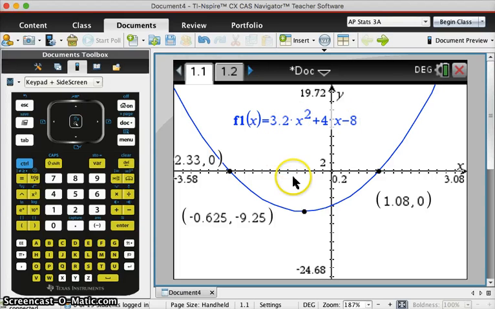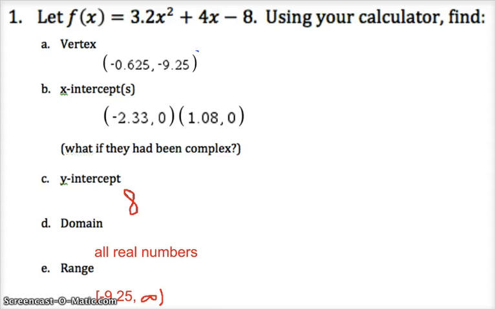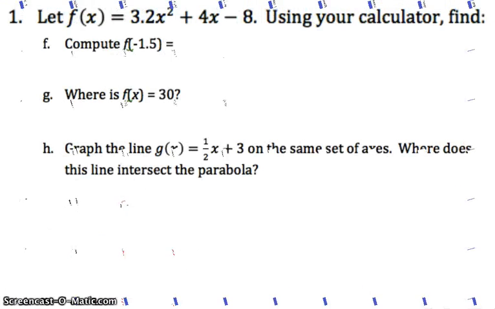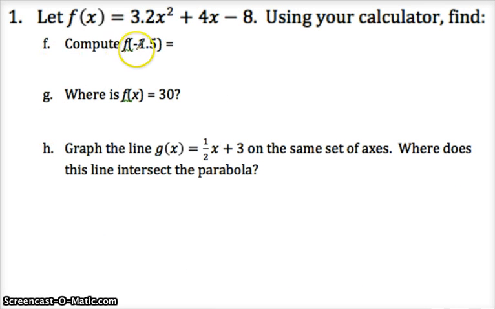The range is where it gets interesting. The range, of course, is all the possible y values, and this point here gives me the lowest point on the parabola, so it's the lowest y value, which is this, and then everything above that is possible. Everywhere else on the parabola is higher, and it'll go up to infinity, so let me put that in. Okay, so that's how I would say those things. Okay, same graph. Compute, what is the value if x is -1.5?